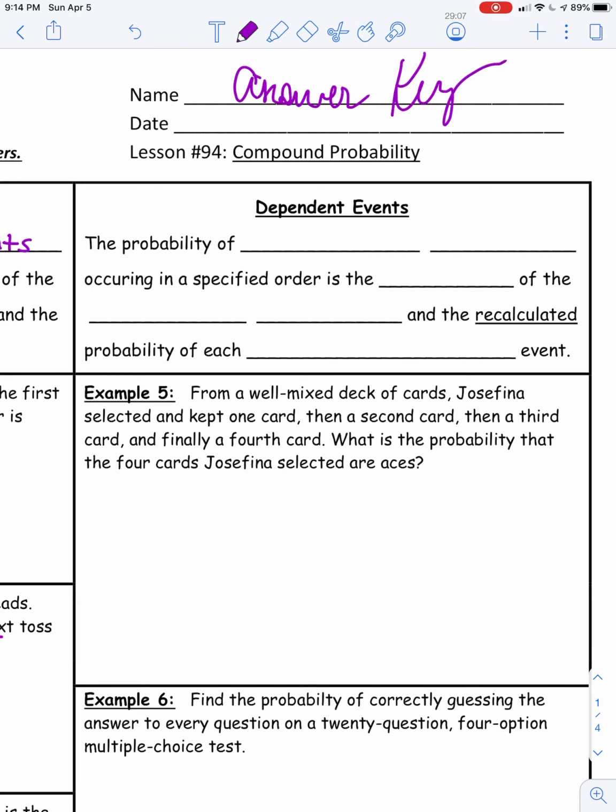The probability of dependent events occurring in a specified order is the product, so far it's pretty much the same, of the first event, but this is where it gets different right here, and the recalculated probability of each subsequent event. Subsequent means each event thereafter.